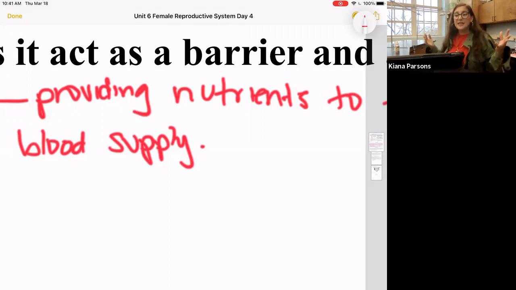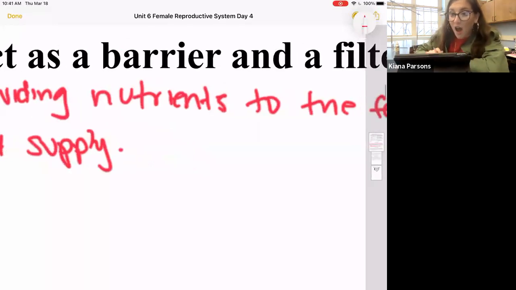So the placenta is this filtration system. It is removing the waste from the fetal blood and taking in the nutrients and oxygen from the maternal blood. The placenta also does not allow the maternal and fetal blood supply to mix, hence the barrier.